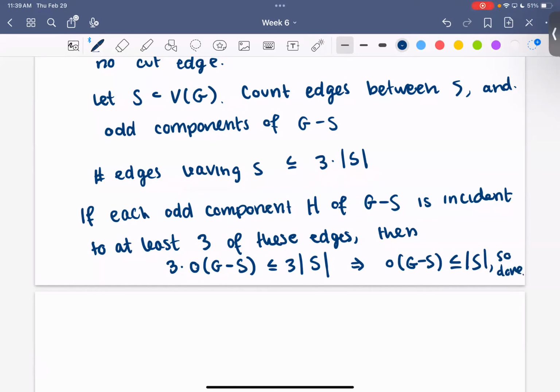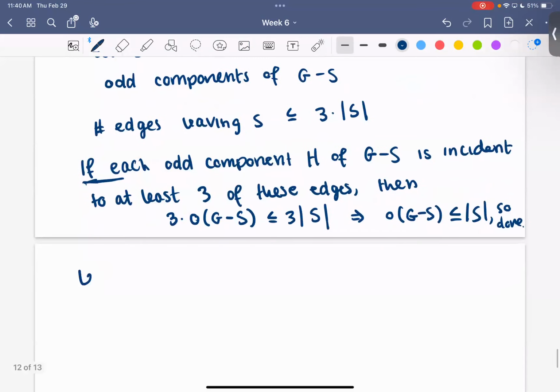Okay, so now what we need to prove is that this is actually what's going on. Does it make sense so far? If this is the case, we're done. So let's prove that this is what the situation is. Let M be the number of edges from H to S.